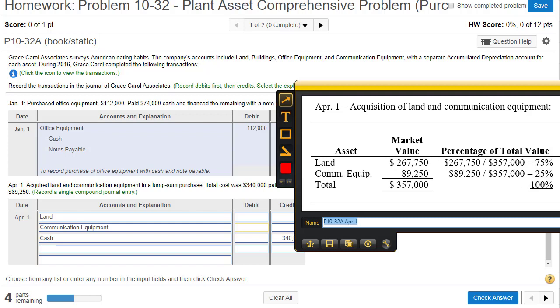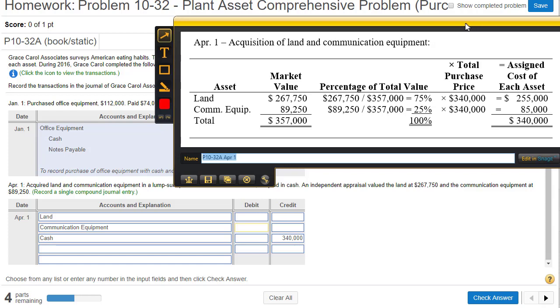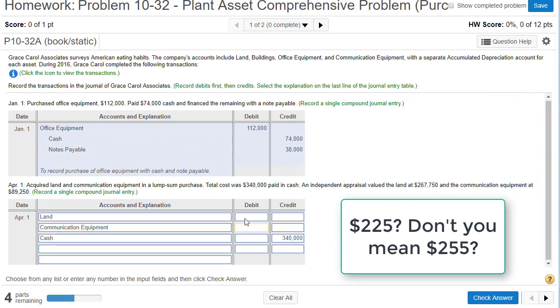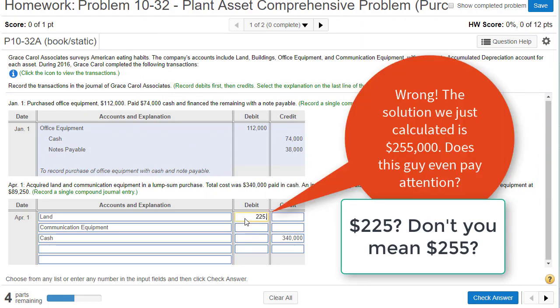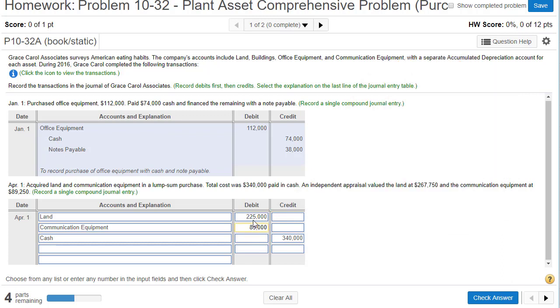All right. And then we're going to take these percentages and multiply them by this cash amount down here, $340,000. So 75% of $340,000 is $255,000. So that means the land's value on our books is going to be $255,000, and the communication equipment value on our books will be $85,000. So $255,000 and $85,000. So always double check now.